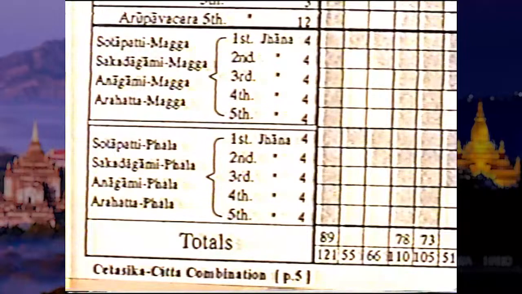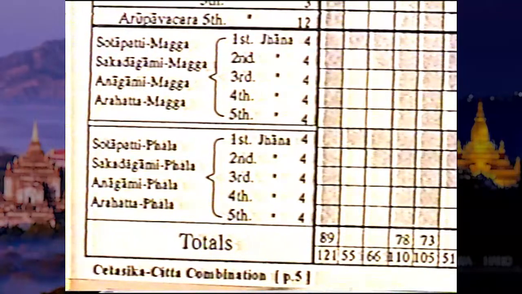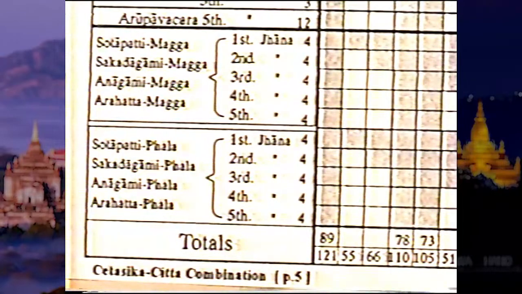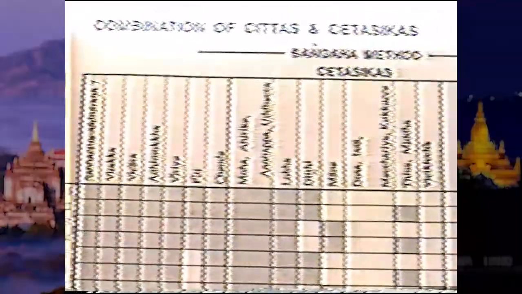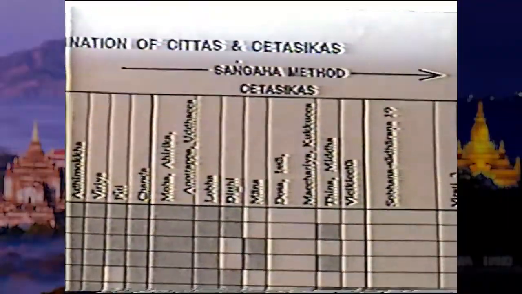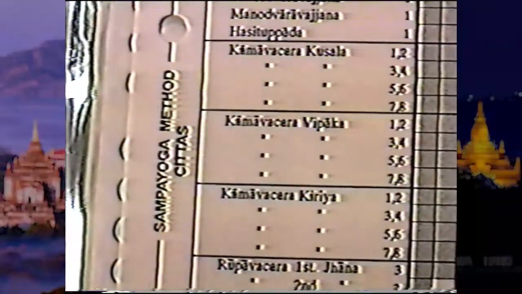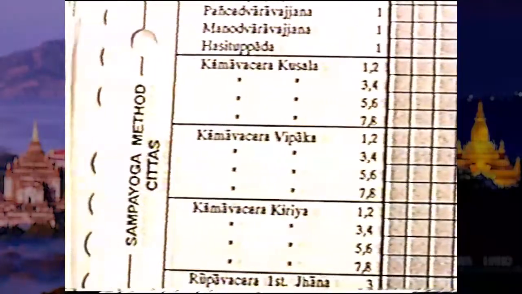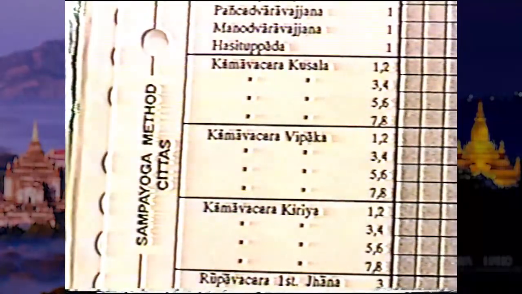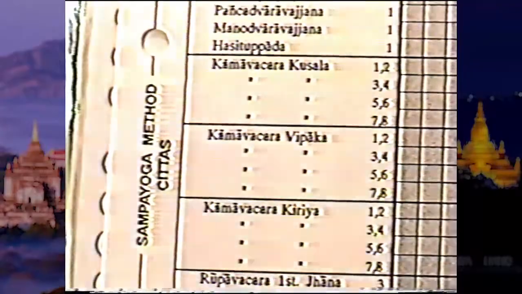So, in finding the relationship between Cetas and Cetasikas, there are two methods. We call them the Saṅgaha method and the Sampayoga method. The Saṅgaha method is the Ceta-Cetasika combination, and the Sampayoga method is the Cetasika-Ceta combination.